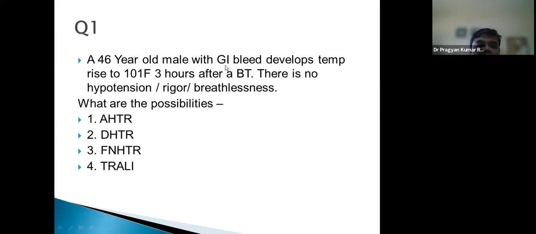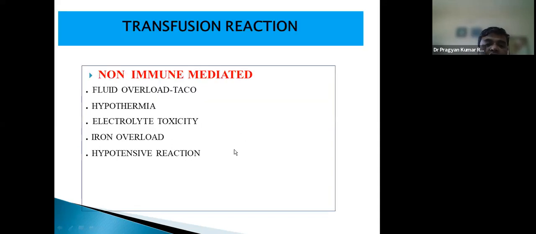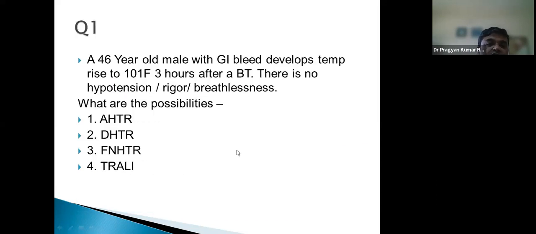Now, those who have joined, I have a question for you. A 46-year-old male with GI bleed develops a temperature rise to 101 Fahrenheit 3 hours after blood transfusion. There is no hypotension, no rigor, no breathlessness. Only a temperature rise. I'll pause here and ask participants to put their answers in the chat box. Is it 1, AHTR, acute hemolytic transfusion reaction? Is it 2, delayed hemolytic transfusion reaction? 3, transfusion-associated lung injury? Or 4, febrile non-hemolytic transfusion reaction?